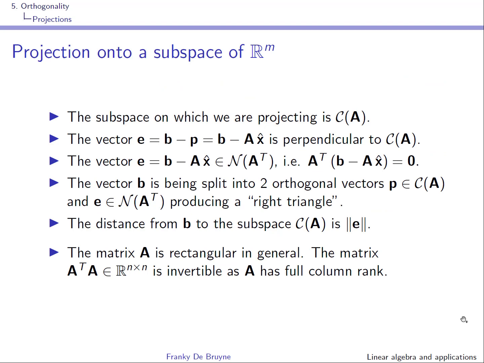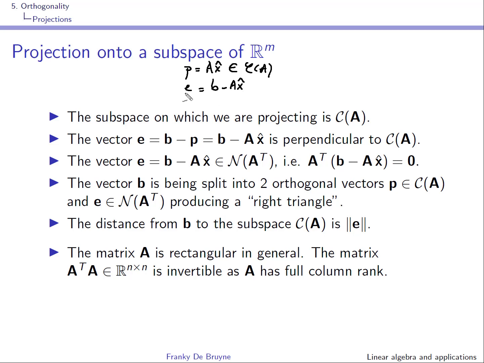Okay, let's summarize things. We are projecting B onto the column space of A, and this will produce P, which is in the column space, so we can write it as a linear combination of the columns of A, and this can be written like this. So it's in the column space of A. The error, which is the difference between the original vector that we are projecting and its projection P, we'll write it as AX hat.